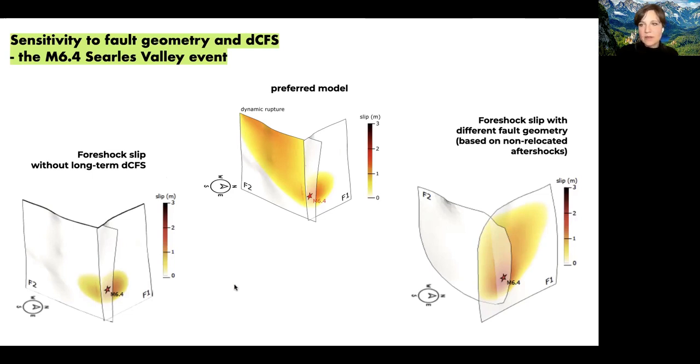If you're assuming a different fault geometry, which is in this case based on non-relocated aftershocks and is much more vertical and simple, you'd see that instead of surface rupture along the conjugate fault, slip would be accumulating along the F1 fault, which is parallel to the main fault.